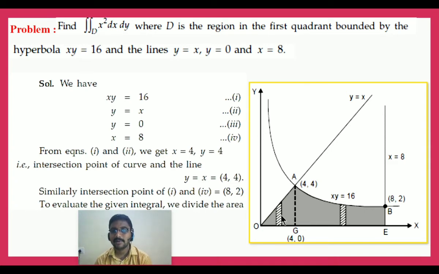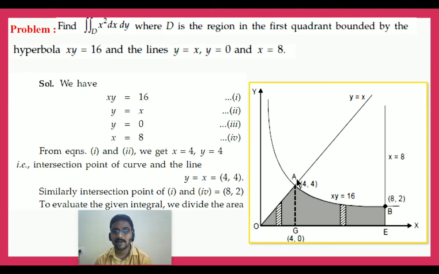Here we have to consider two strips to get the limits of the double integral, because if we take only one strip parallel to the y-axis, then in one strip the curve is missing, and in the second strip the line is missing, so we have to take two strips. The total region is divided into two parts with respect to the line x equal to 4. This is the dotted line, x equal to 4.